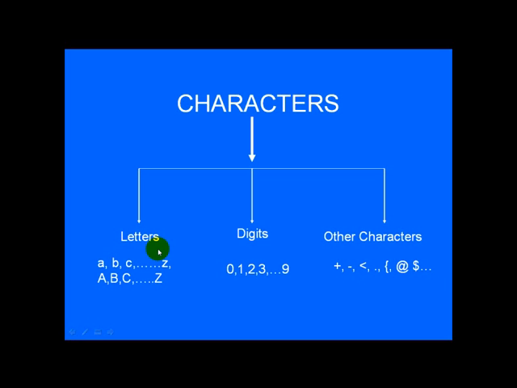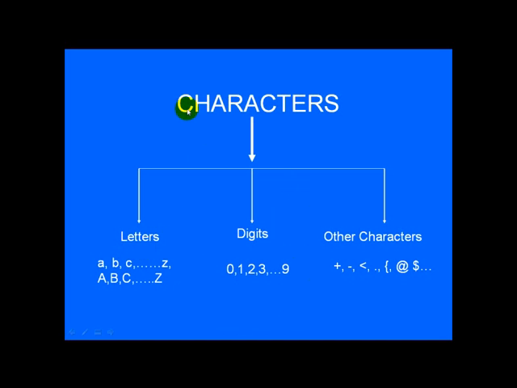Now let us form a definition: every letter is a character, but every character is not a letter. Is it true or false? Or we can say every digit is a character, but every character is not a digit. Is it true or false? Yes, it is true. A, B, C are letters, but they are also characters. But 0, 1, 2, 3 are digits as well as characters, but they are not letters.